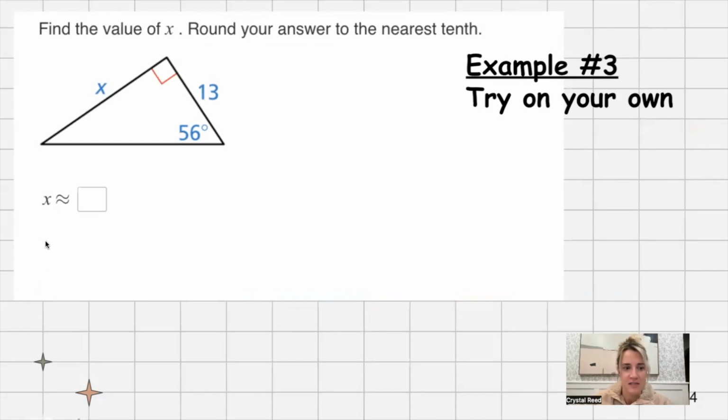Our first step is to label our sides. If you are stuck, like, where do I even start? Label your sides. We always label the hypotenuse first. So we are going to label my hypotenuse here. According to the angle, we know this 56 angle, so that's my angle. I'm going to label the other sides. Across from it is our opposite, and 13 is my adjacent. It's next to it.